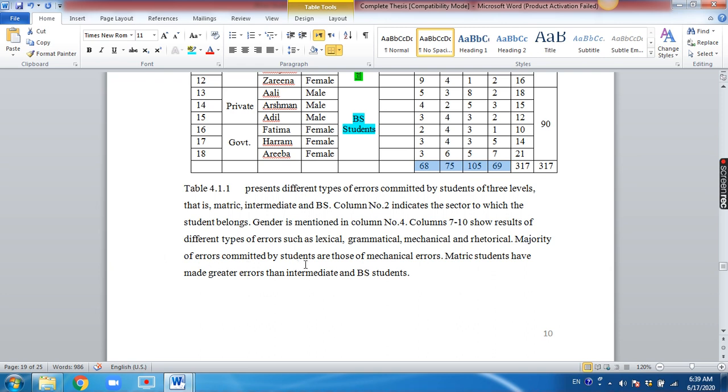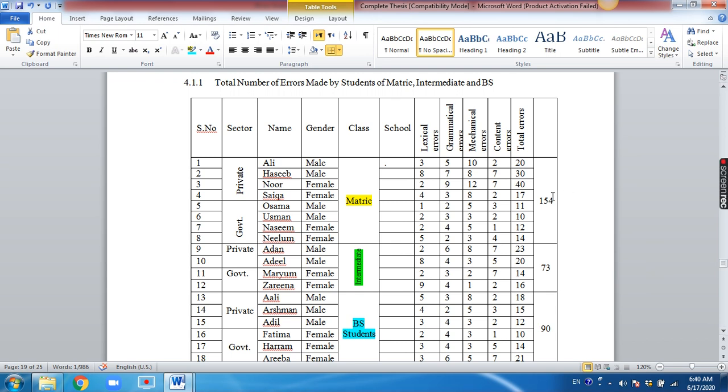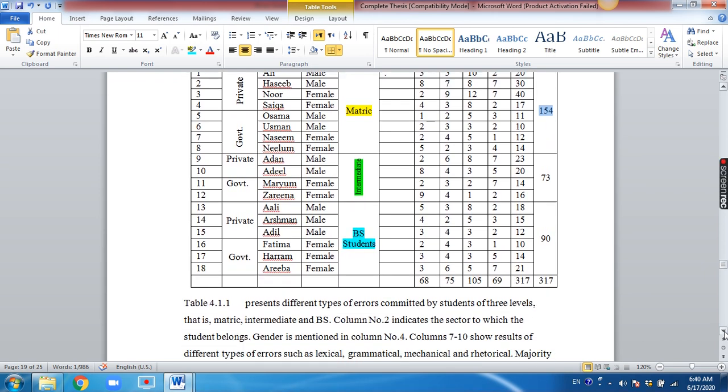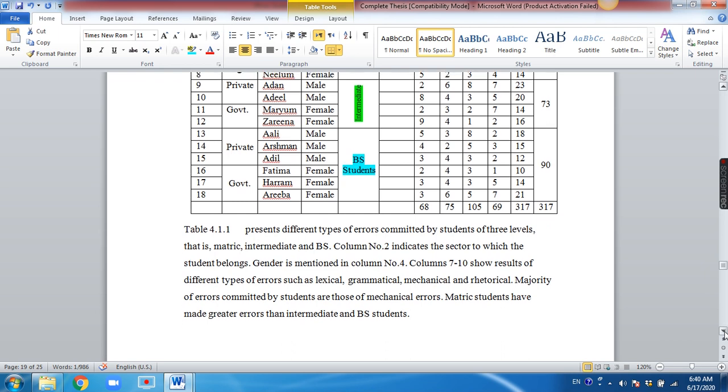Majority of errors committed by students are mechanical errors. So these are mechanical errors, 105. Matric students have made greater errors than intermediate and BS students. So how can we say this? Because based upon data, this number is greater than these other numbers. So this is how you have presented the data in chapter number 4.